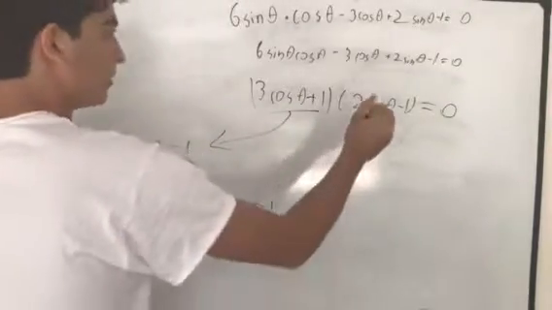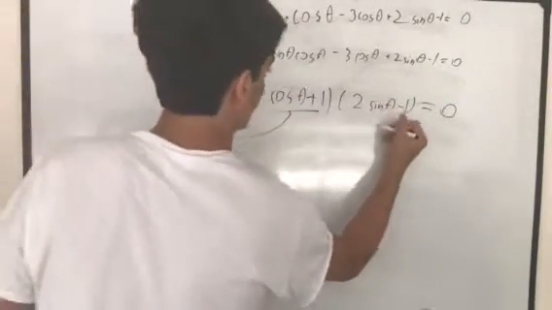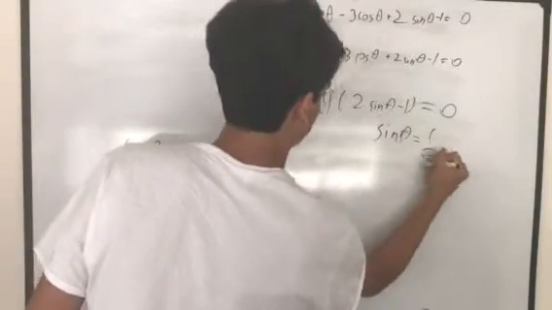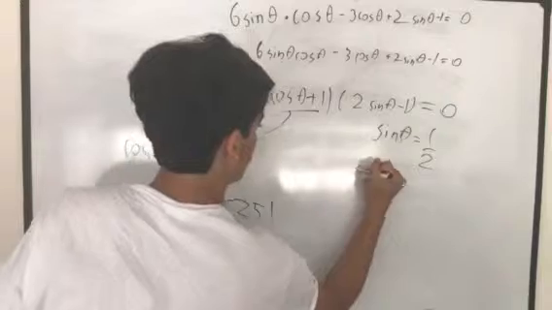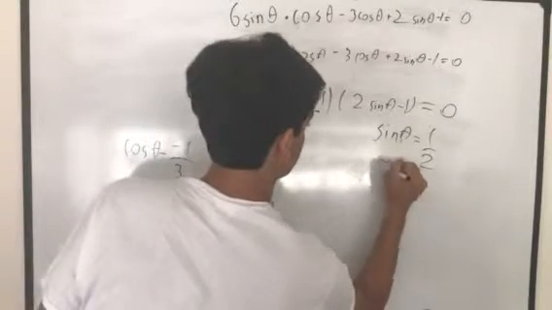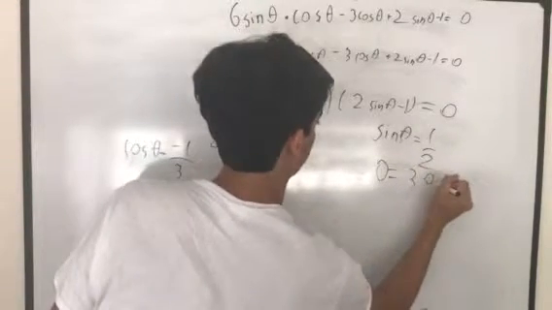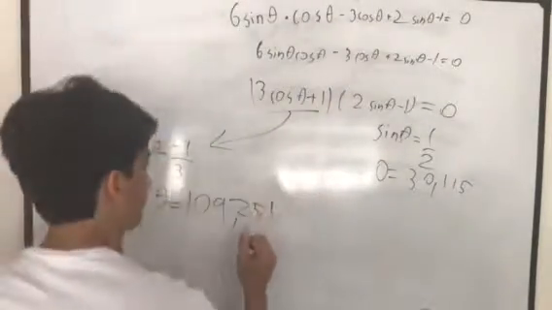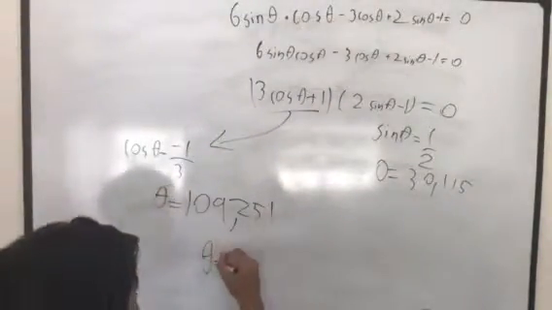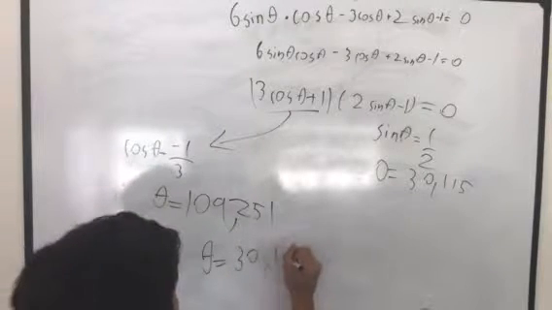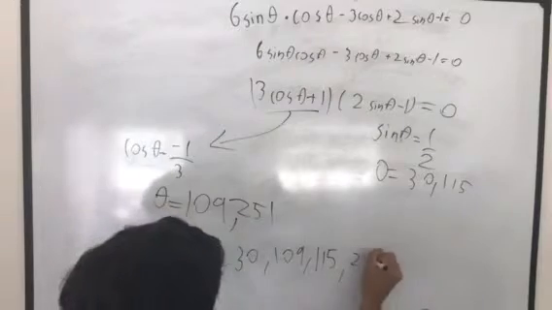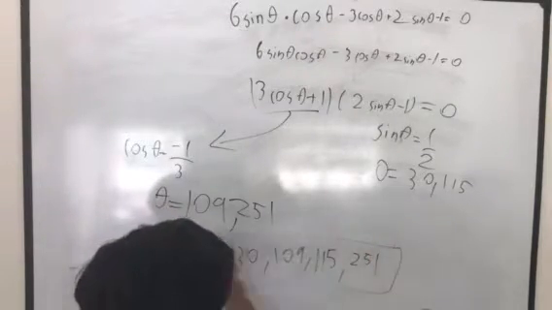Now, then you're going to have to deal with the sine expression, which is going to end up equaling sine of theta is going to be 1/2, which means that theta is going to equal either 30 or it is going to equal 150. If you add all these together, your final solution set is going to be theta equals 30, 109, 115, and 251. You're done.